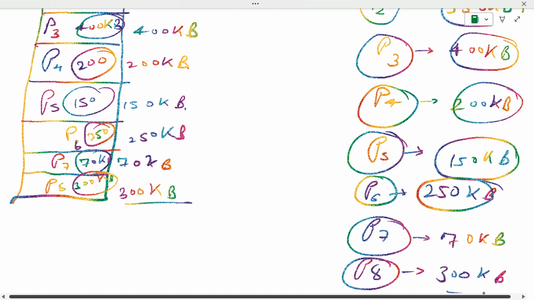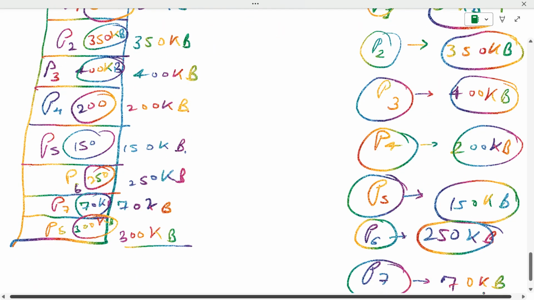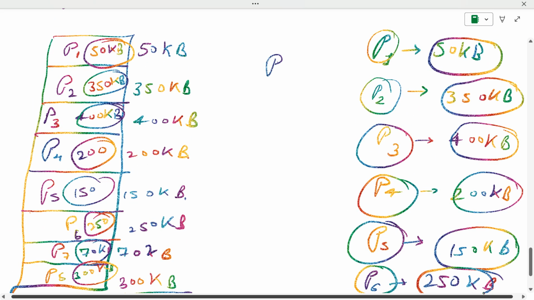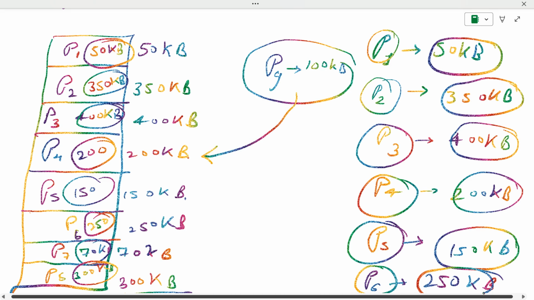Now we have consumed the entire continuous space, and let's say another process comes up, P9, and that requires 100 kb. Will it be able to accommodate into this? No, because the partitions that have been made are already occupied by existing processes. But we can accommodate it into any block if any process goes into waiting state or gets completed. Let's say P4 gets completed, so we can accommodate P9 here, right?